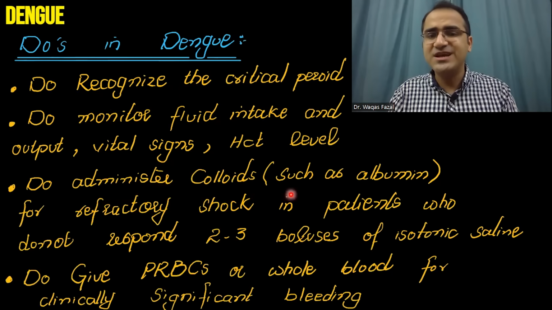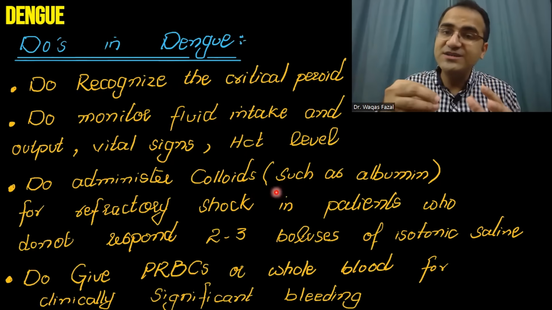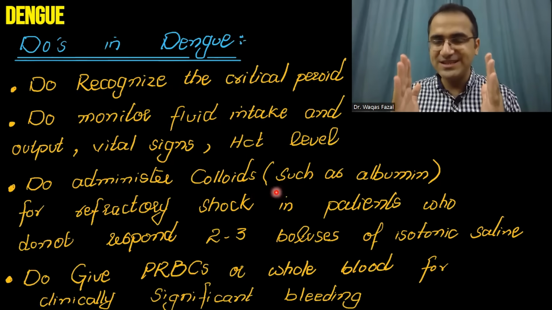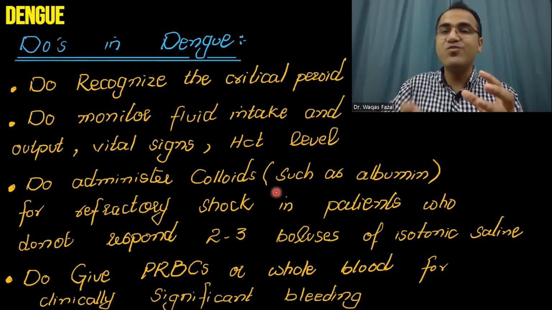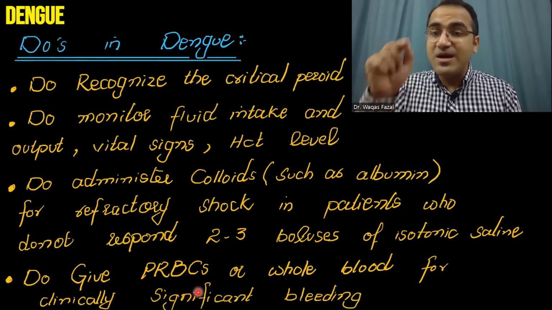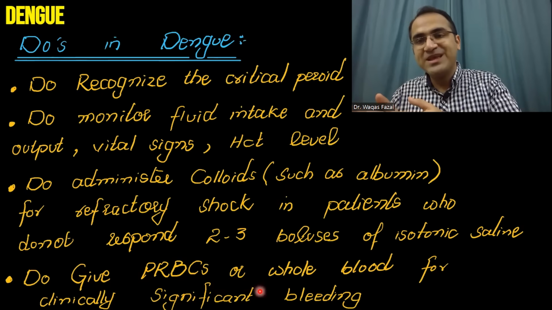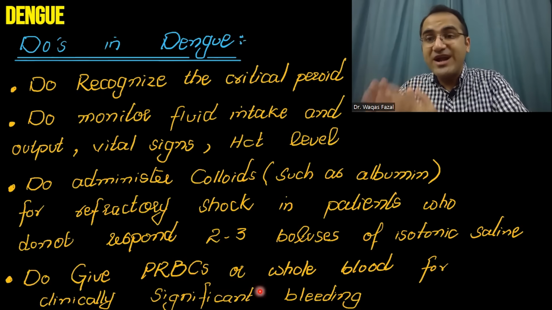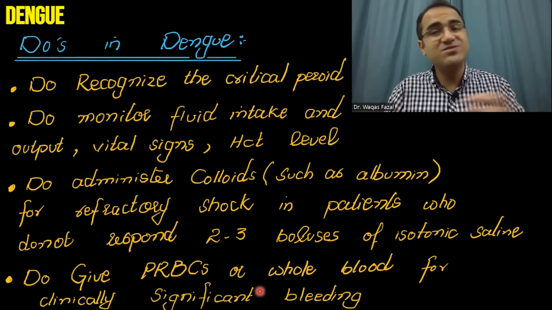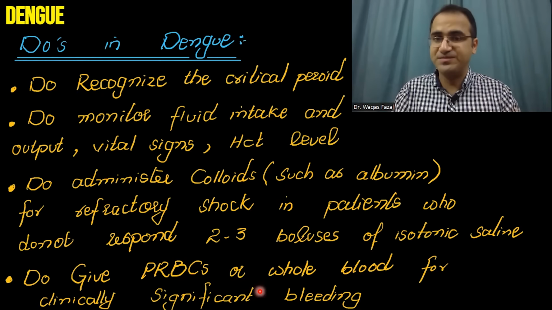Administer colloids. If the patient is having refractory shock, you must give colloids because colloids do not leak out of the vessels, they stay within the vessels and improve the blood pressure. You should give packed red blood cells or whole blood if the patient is bleeding. Try to give whole blood or packed red blood cells rather than platelet transfusion, because platelet transfusions are of no help and they may even lead to fluid overload.